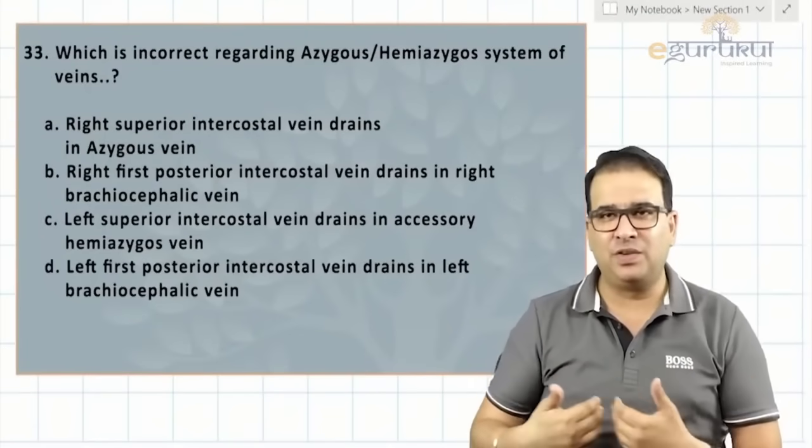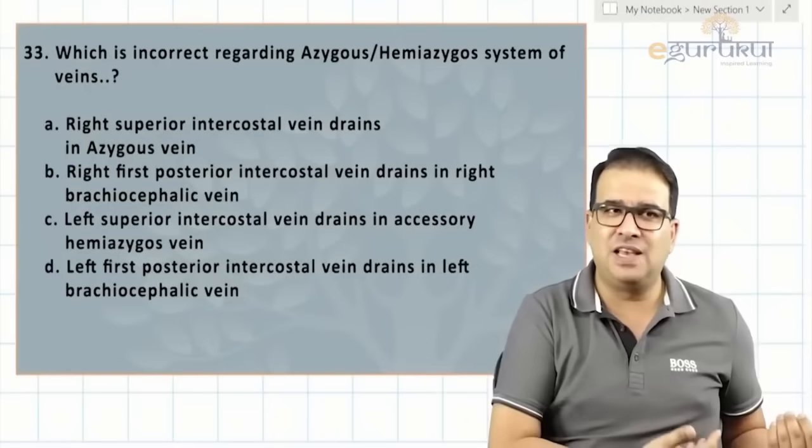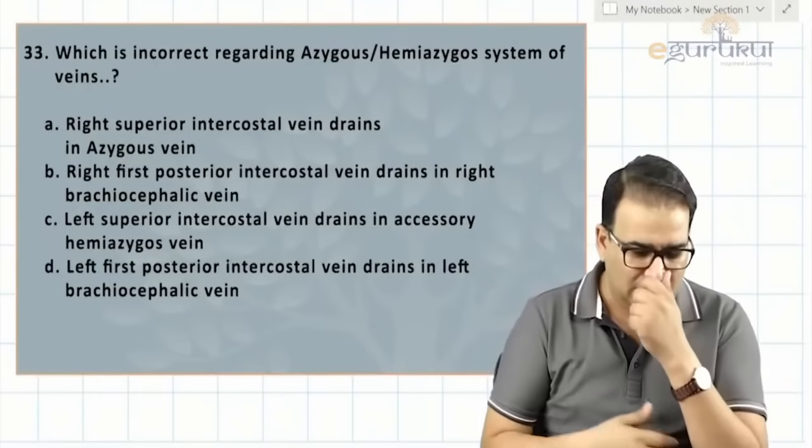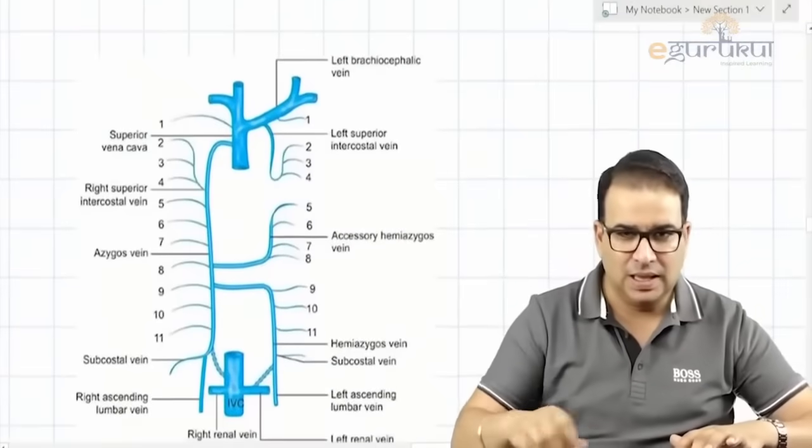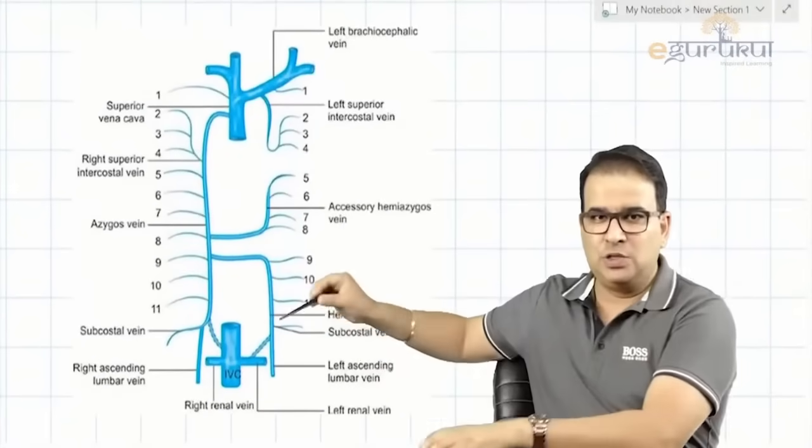The respective vein of the right side will go into the azygos, and of the left side will go into hemiazygos or accessory hemiazygos. Once again, I'm going to put a picture for you to discuss this. Now guys, first look into this low resolution only.